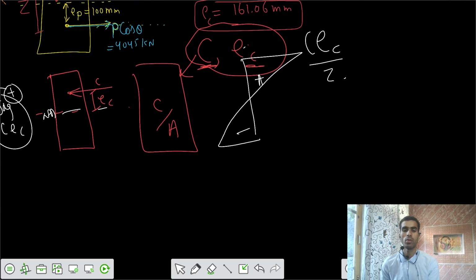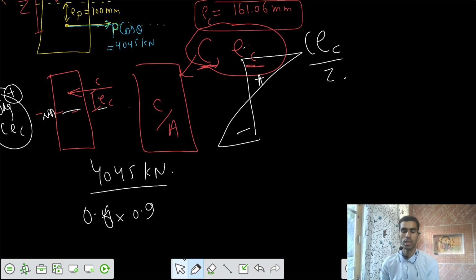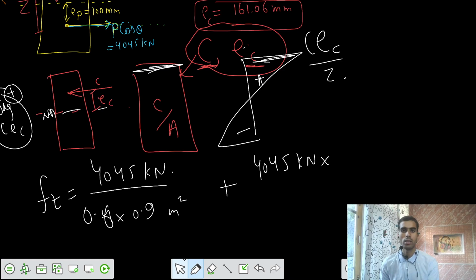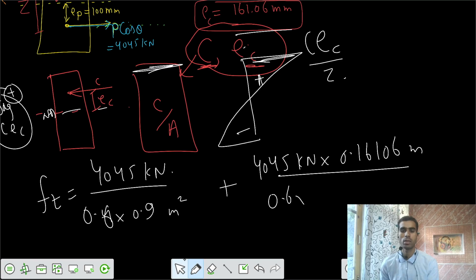So I have to take the values. I would say 4045 kilonewton divided by the area of the cross section. Area of the cross section was 0.6 into 0.9, and I am calculating for the stresses at the top. That is positive. C EC, your EC is 161.06 millimeters divided by section modulus of BD square by 6 meter cube.